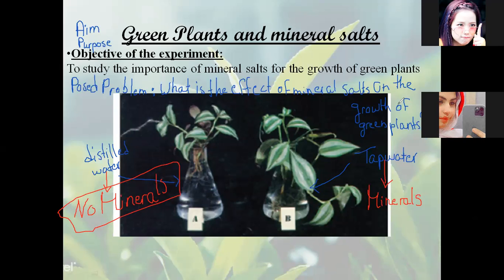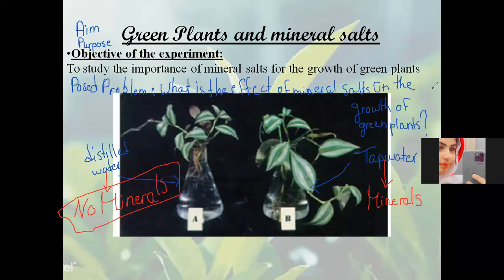Good morning. So what do you think? What is the variable factor in this experiment? In plant 1, we have distilled water containing no minerals. In plant 2, we have tap water. It contains minerals. So what is the variable factor? Yes, Larissa? Minerals, very good. Tap water contains minerals. So here we have minerals, here we don't have minerals. So the minerals is the variable factor in this experiment.